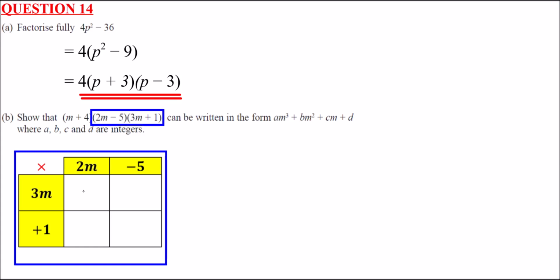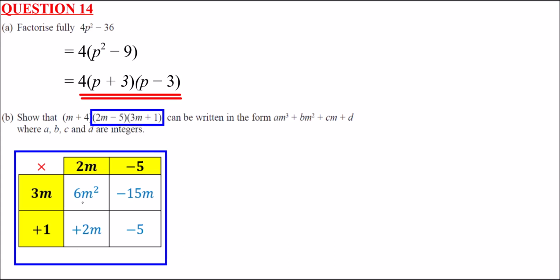So in this first box, we're going to do 2m multiplied by 3m. So 2 times 3 is 6. M multiplied by m gives us m squared. So the first box will be 6m squared. The second box, 3m multiplied by minus 5, gives us minus 15m. 2m multiplied by 1 for the bottom left is obviously just 2m. And finally in the bottom right box, 1 multiplied by minus 5 gives minus 5.